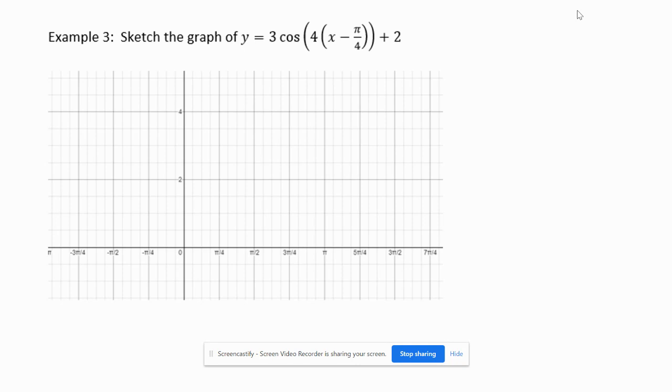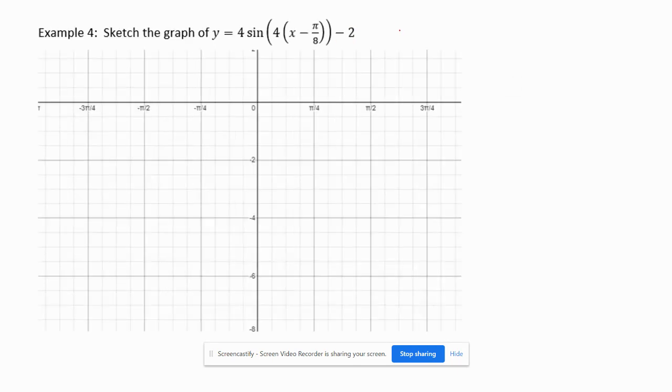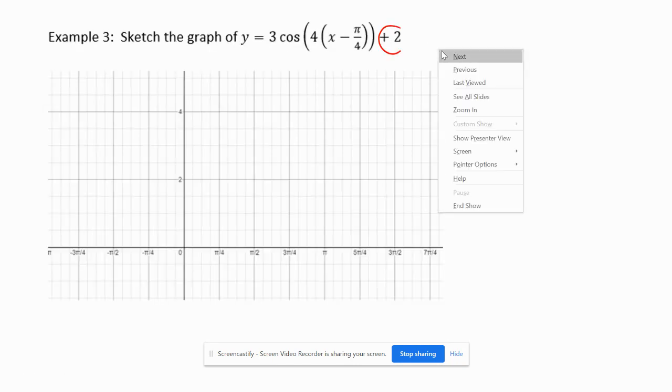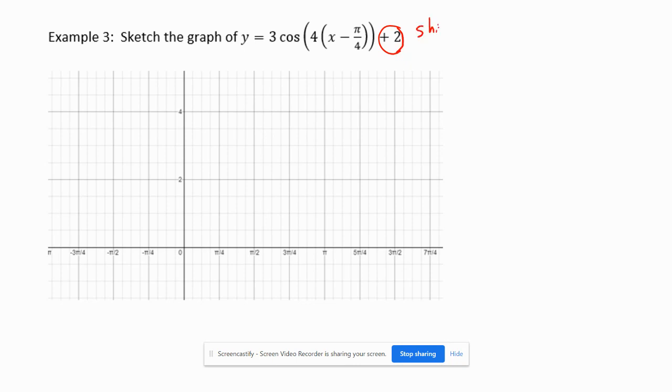Okay, so there's a lot going on in this transformation, but we're going to start with this d value here. We can describe this as shifting the midline of this graph up 2. So I'm going to draw a dashed line over here, which refers to the midline of our graph. Now the amplitude, we know that amplitude is 3.